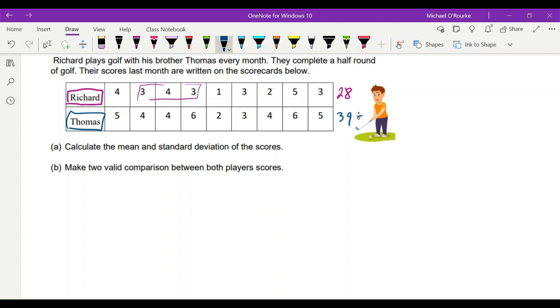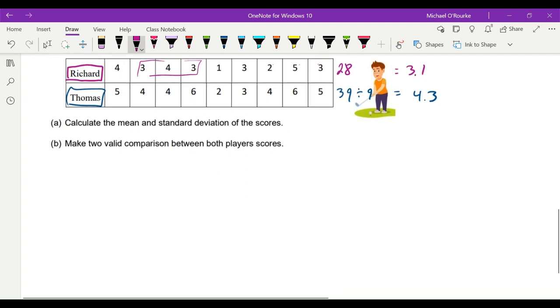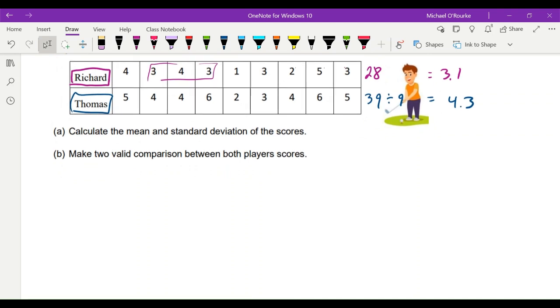Now we're going to divide these both by 9. So the mean is 4.3. 28 divided by 9 is 3.1. Now we're not looking who's the better player here, because that's kind of obvious. But we're asking who's more consistent. So let's do Richard here. So right now I'm going to do x minus the mean, and then I'm going to square that answer to get my total here, my number here.